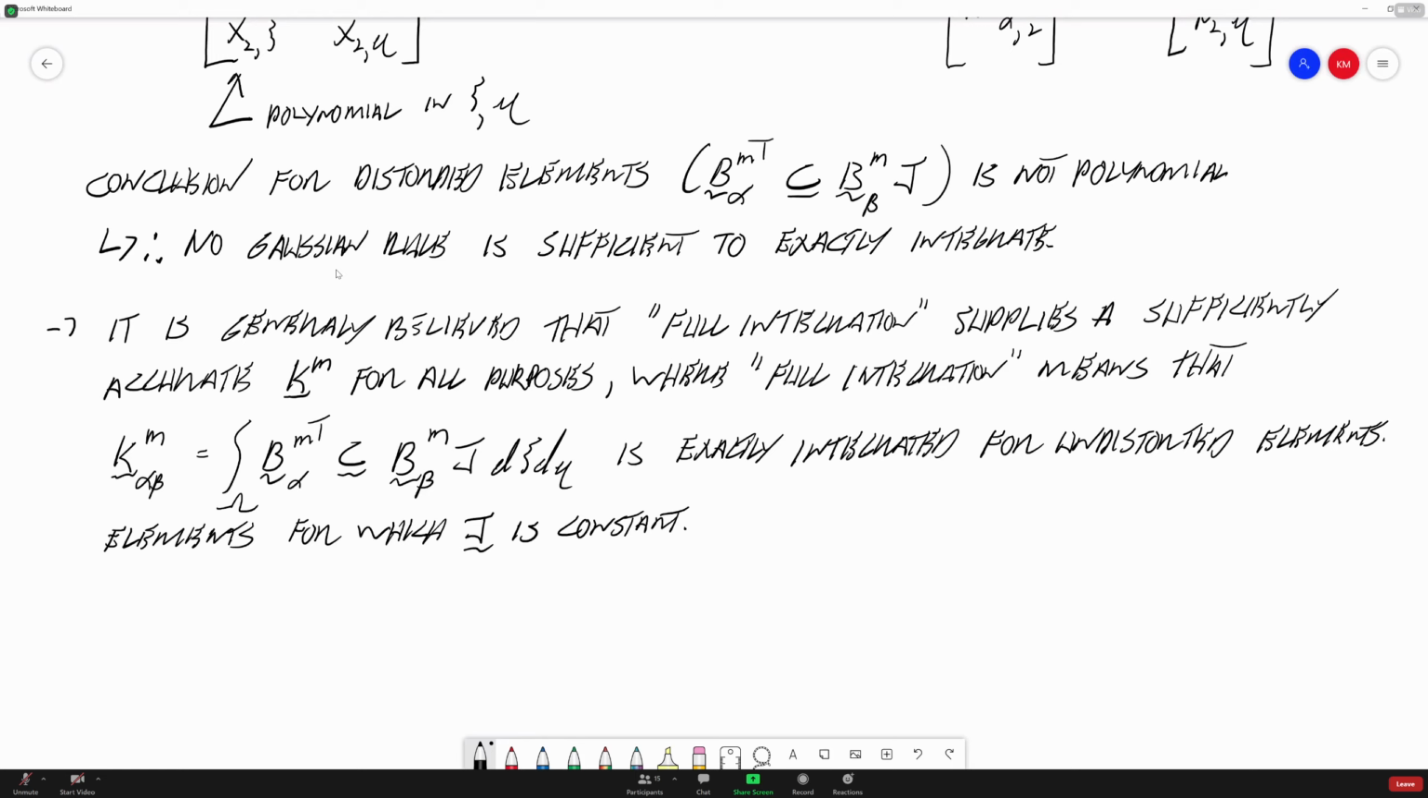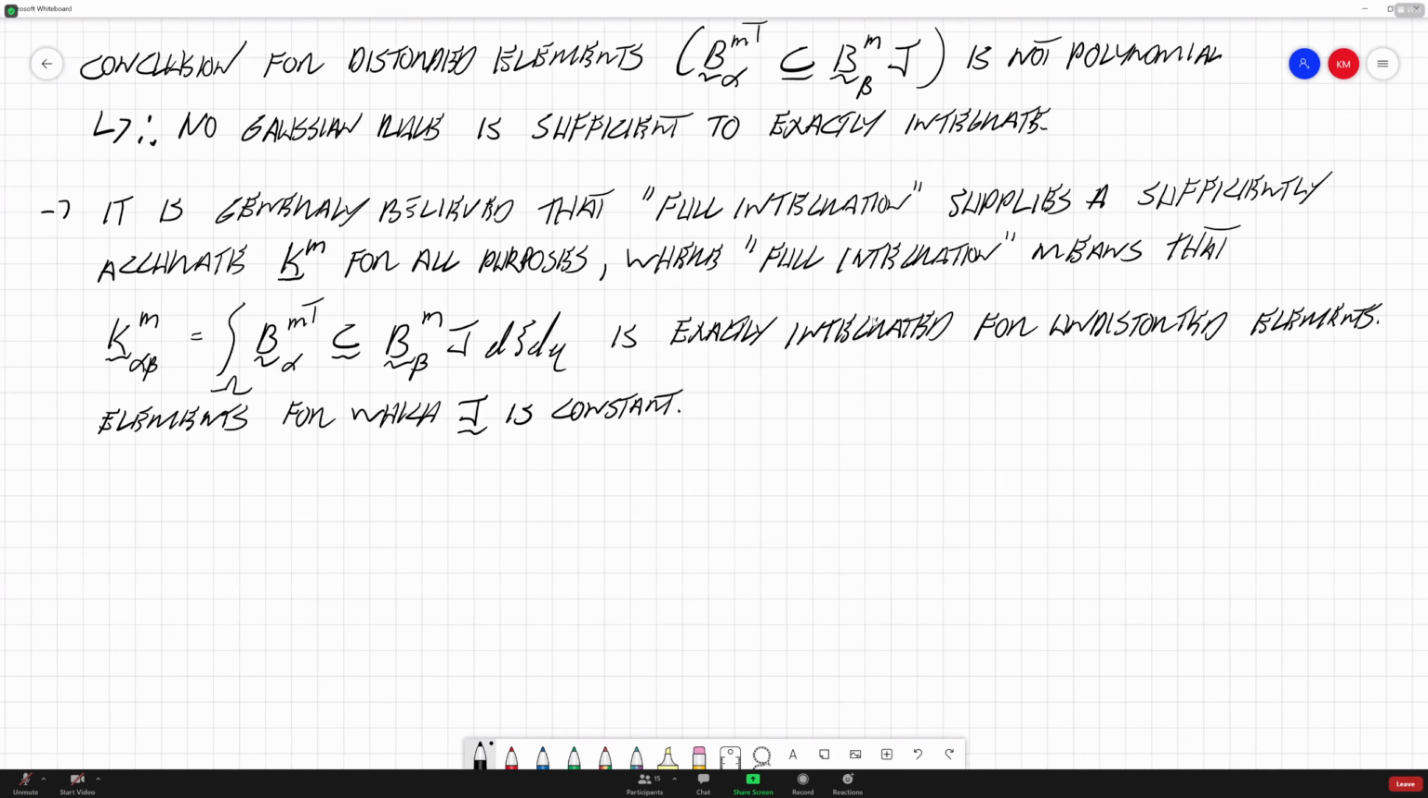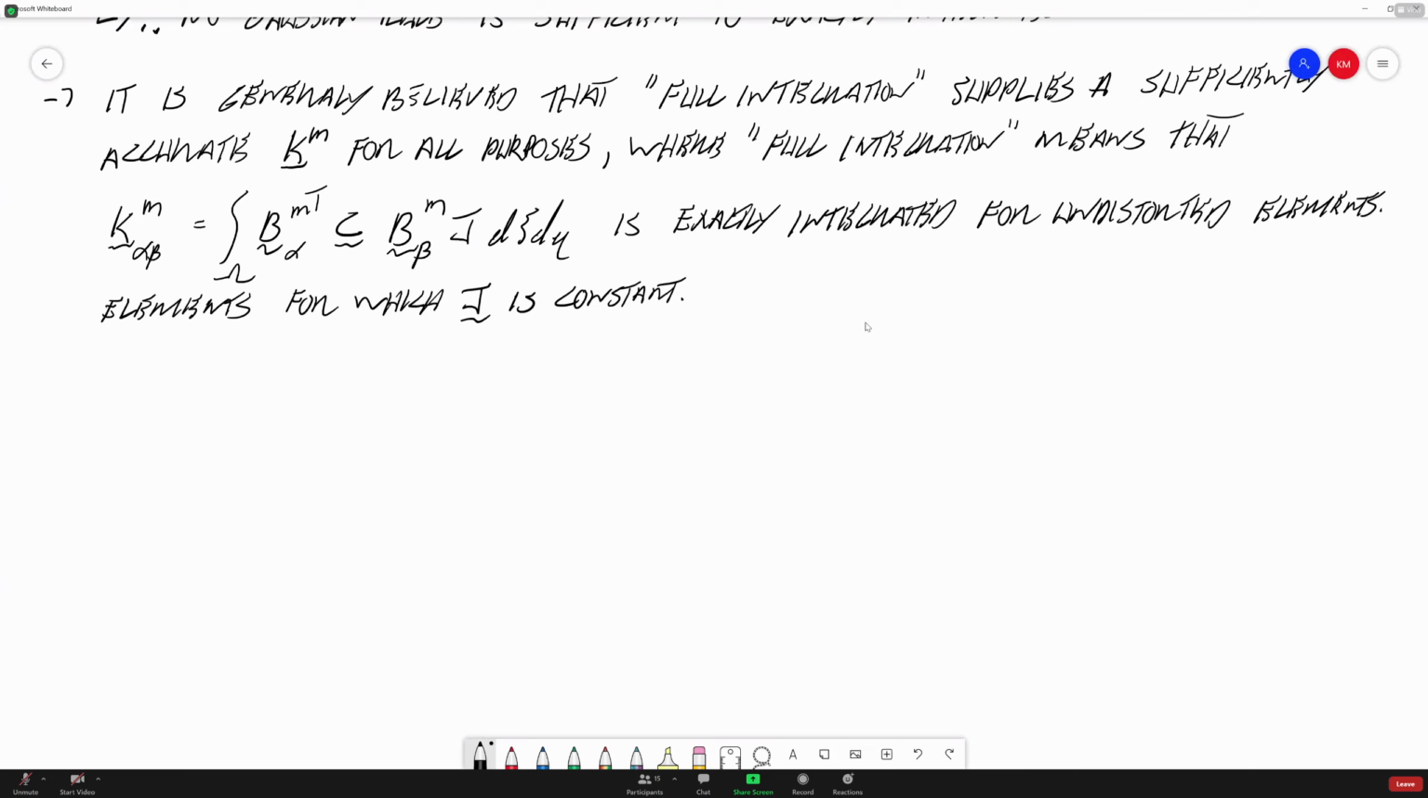You're going to integrate over the entire domain, and it provides a reasonable or sufficiently accurate K matrix out of it. So it's basically just assumed to be the same as exactly integrated for the undistorted element, with the caveat that your Jacobian is constant. So it's kind of like an academic courtesy, like I said.